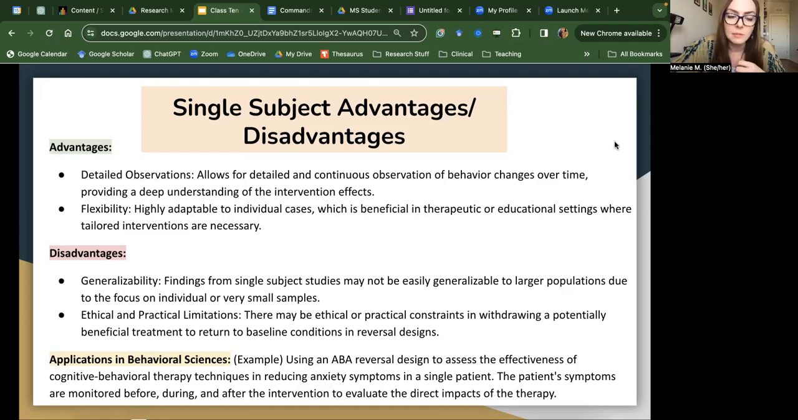There can also be some ethical and practical limitations from withdrawing from treatment. If I'm working with a single subject research design, there's more pressure on them to stay in the research, which can be kind of unethical sometimes, if that makes sense. It's very applicable to behavioral science, especially this ABA reversal design, where we're testing things like therapy effectiveness over time. Yeah, we talked about that.